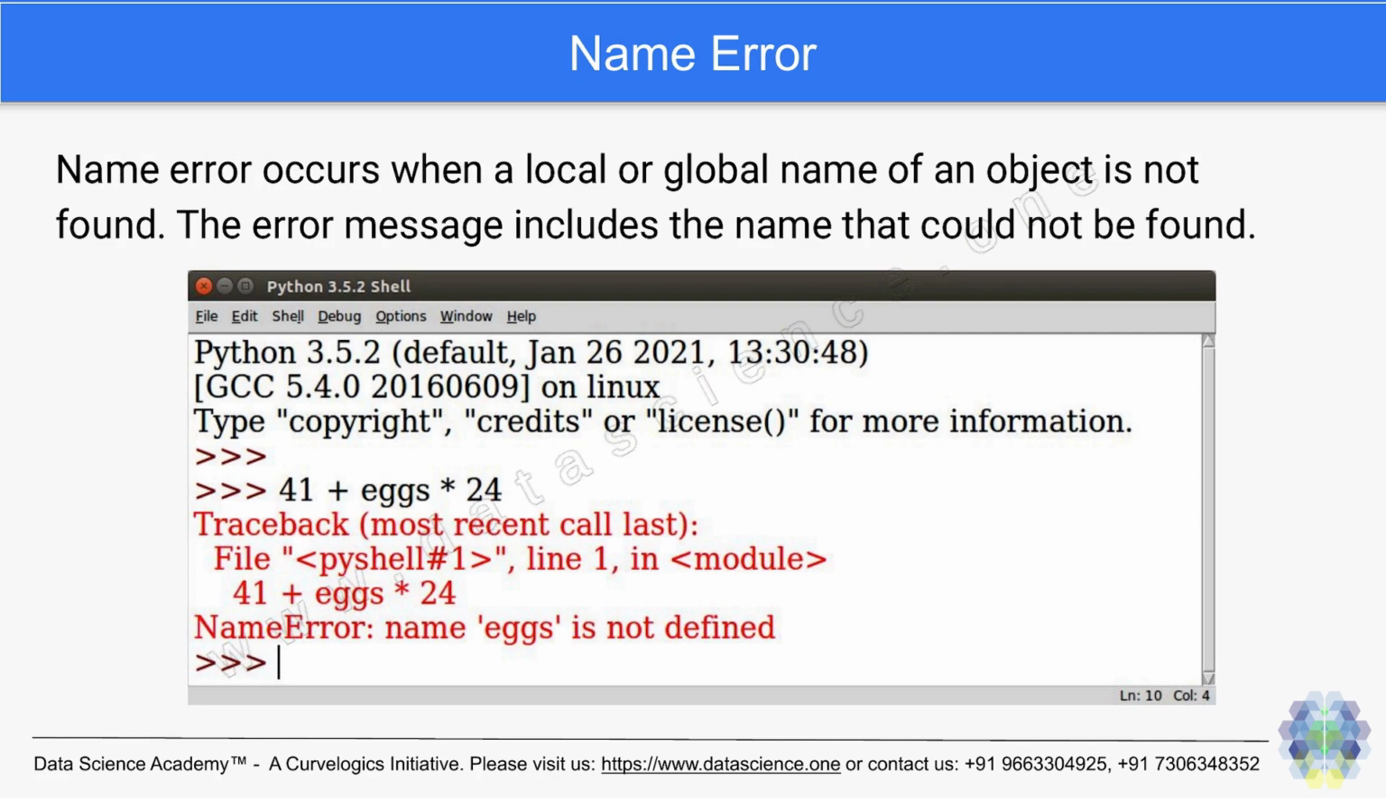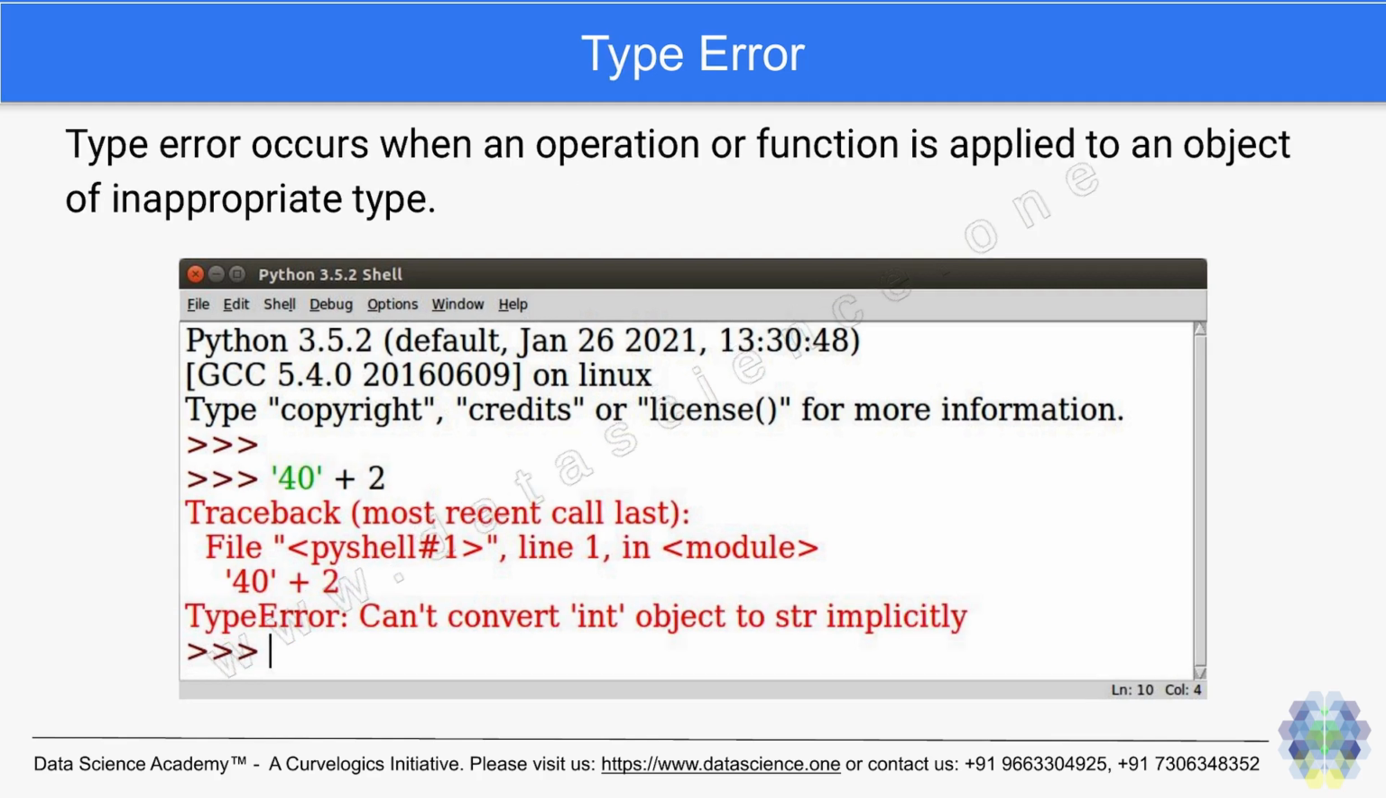NameError occurs when a local or global name of an object is not found. The error message includes the name that could not be found. In this example, the error message indicates that the variable named eggs is not defined. TypeError occurs when an operation or function is applied to an object of inappropriate type. Here, the error message indicates that we cannot concatenate an integer with a string.